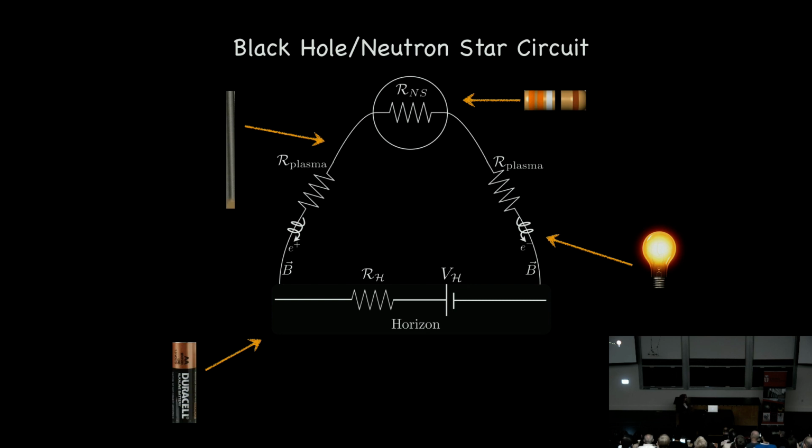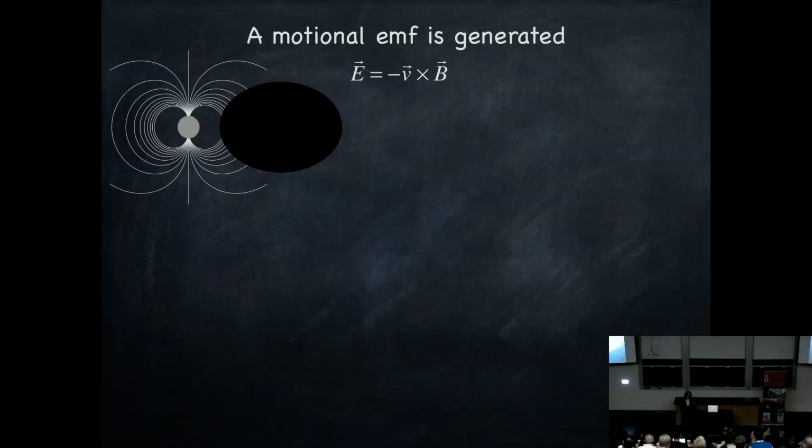The magnetosphere of the neutron star provides electrons and positrons, so it provides conducting particles to run along the wires. And there's some resistance in the neutron star. It might be superconducting, it might be very low, and there's some resistance in the magnetosphere. So we have this nice little kind of circuit diagram thinking. And the calculation we do is much more gruesome.